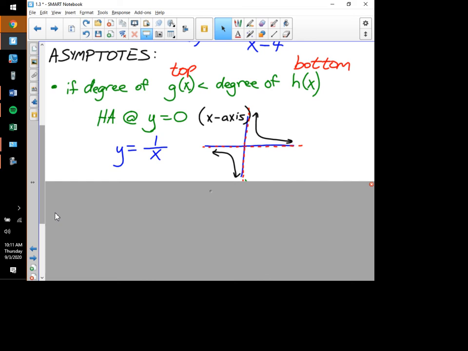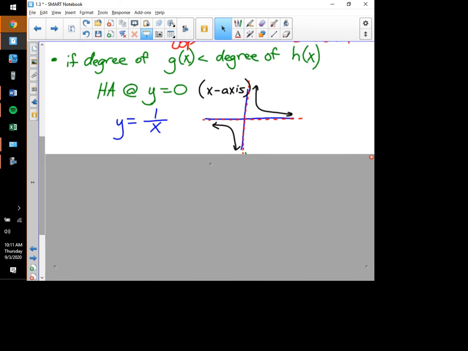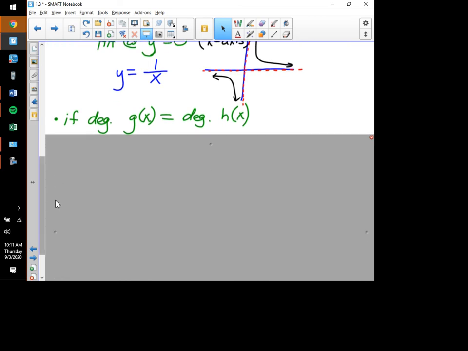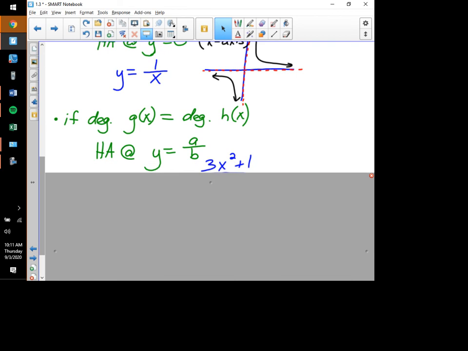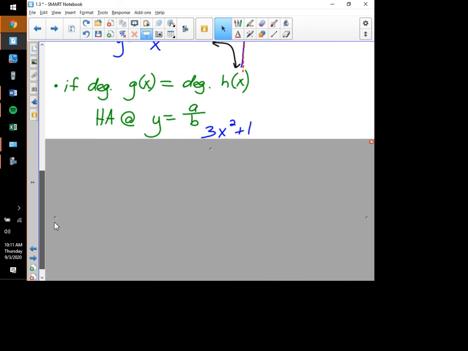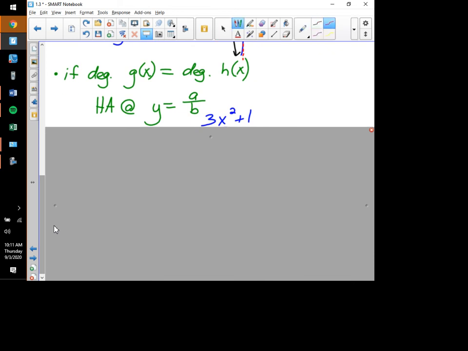Okay, so that is case number 1 for horizontal asymptotes. Our second case: if the degree of your numerator, g of x, is equal to the degree of your denominator, if you have the same degree on both the top and the bottom, then we have a horizontal asymptote at the line y equals a over b. And going way back to our definitions, actually I don't know that I put that here or not, a and b represent the leading coefficients of both the numerator and denominator.